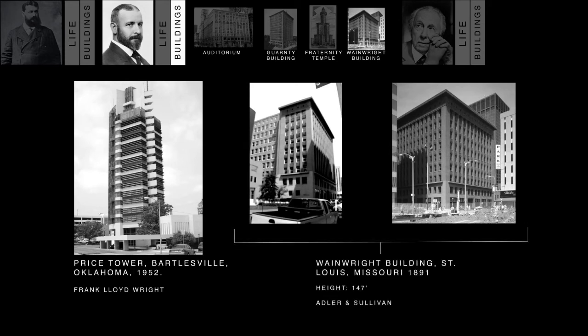On the right, Wainwright Building, also known as the Wainwright State Office Building, in St. Louis, built in 1891 in Missouri, designed by Dankmar Adler and Louis Sullivan. On the left, the Price Tower is a 19-story, 221-foot-high tower in Oklahoma. It was built in 1956 to a design by Frank Lloyd Wright.